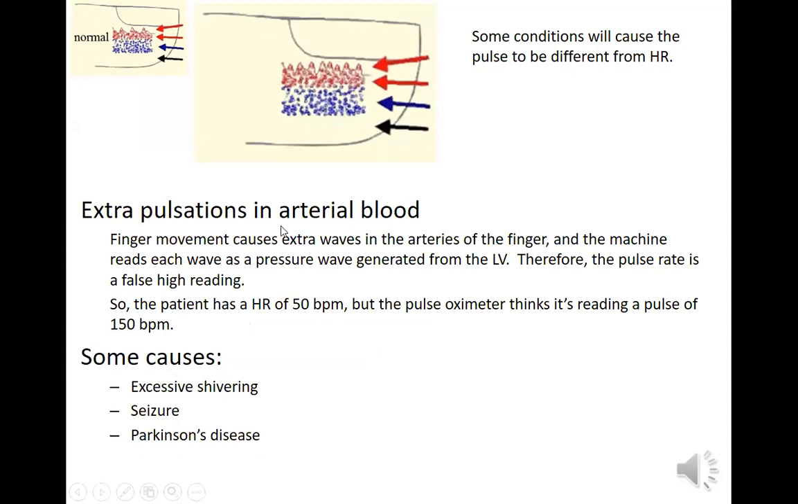And sometimes you have excessive pulsations, and that would give you more of an artifact, right? Like shivering or muscle contraction, seizure in the event of a myoclonic seizure where you're contracting your extremities. So that will give you a false high reading. Parkinson's disease, with the no release of dopamine from the substantia nigra, can give you a resting tremor, which is kind of like an artifact. So that gives you extra pulsations. And it'll be recorded aberrantly on the pulse oximeter.